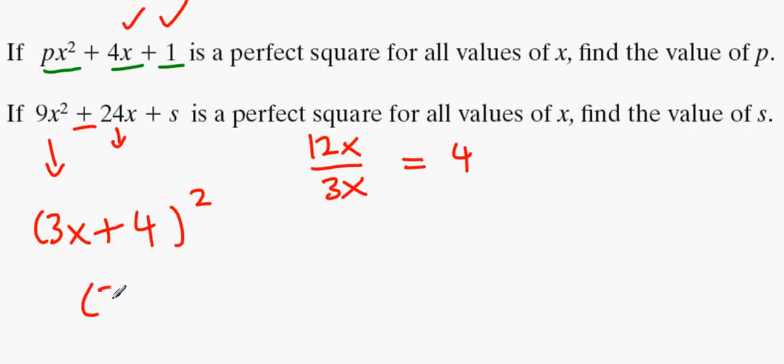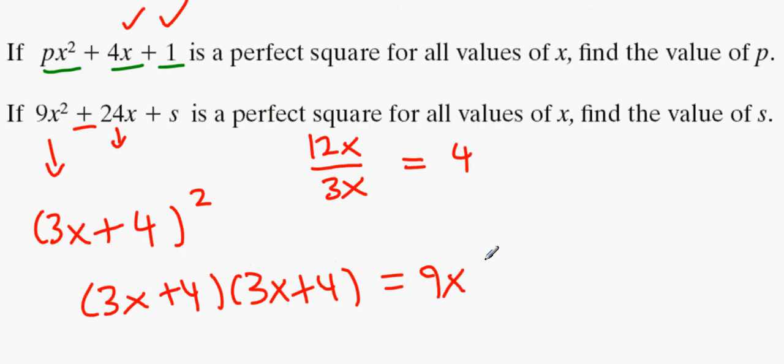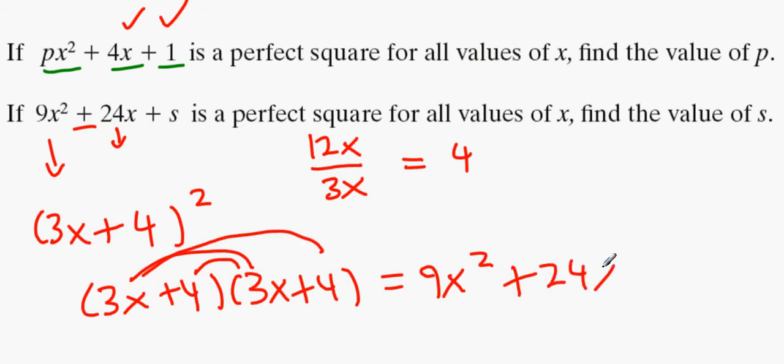Multiply that out. And what you'll get, when you multiply the two of them out, is 9x squared. 3x by 3x is 9x squared. 4 by 3x is 12x. 3x by the other 4 is also 12x, so it's going to be 24x in the middle. And then finally 4 by 4 at the back is going to get you 16. This means s equals 16.